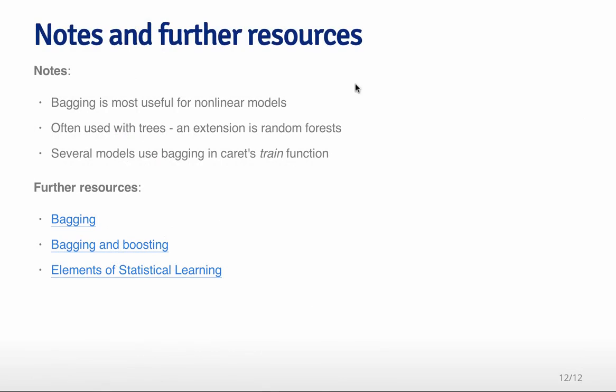So bagging is very useful for nonlinear models, and it's widely used. It's often used with trees, and you can think of an extension to this as being random forests, which we'll talk about in a future lecture. Several models use bagging in caret's main train function, like I told you about in previous slides, and you can also build your own specific bagging functions for any classification or prediction algorithm that you'd like to take a look at. For further resources, I've linked to a couple of different tutorials on bagging and boosting, as well as The Elements of Statistical Learning, which has a lot more details about how bagging works.